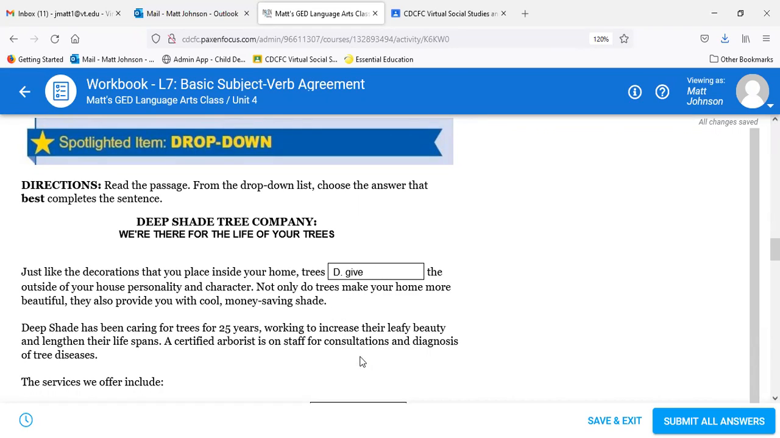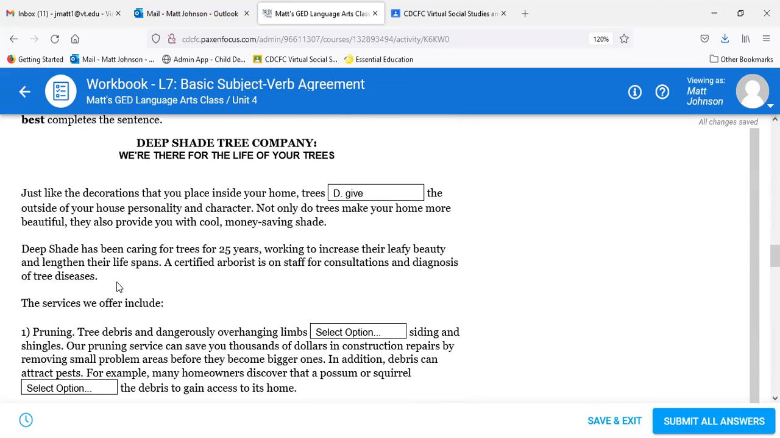Give. Trees, right? Subject, give. Also plural, trees give the outside of your house personality and character. Not only do trees make your home more beautiful, they also provide you with cool money saving shade.